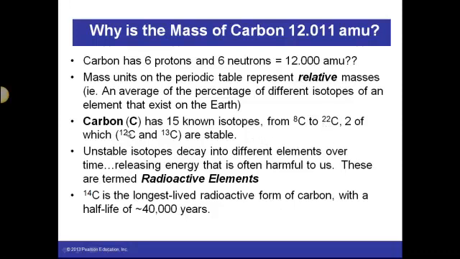Two of the elemental forms of carbon are the most stable: C12 and C13 are the most stable isotopes of carbon. The others are pretty unstable isotopes, and they will decay into different elements over time. When they decay, they release energy that is often harmful to us, and so these are termed the radioactive elements.